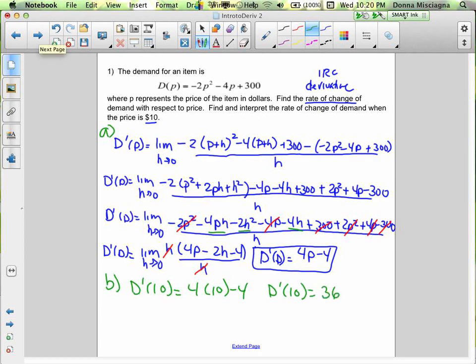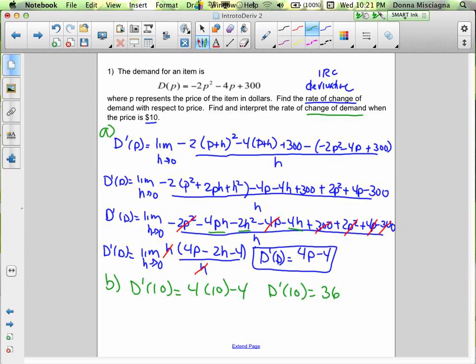So we're going to interpret it. Remember, that's the slope of our secant line. It's our instantaneous rate of change, and it's referring to the demand, the change of demand. Let me make sure I understand. Let's read the problem one more time real quickly. P is the price of the item in dollars. Find the rate of change of demand with respect to price. All right, so our price is $10.